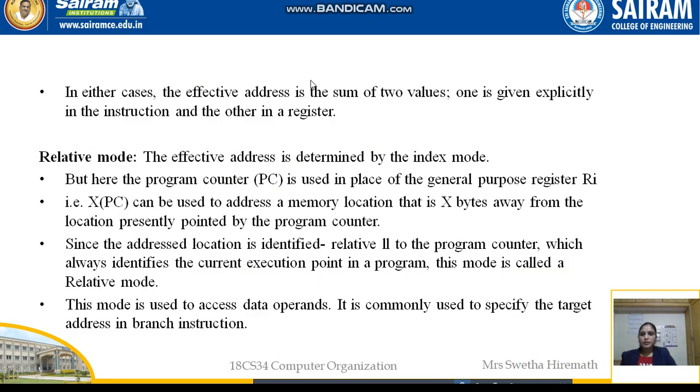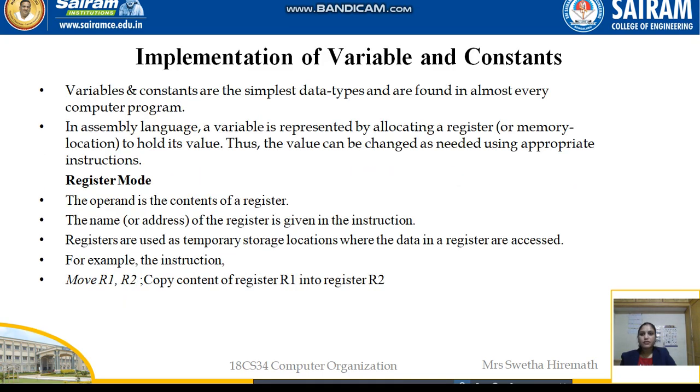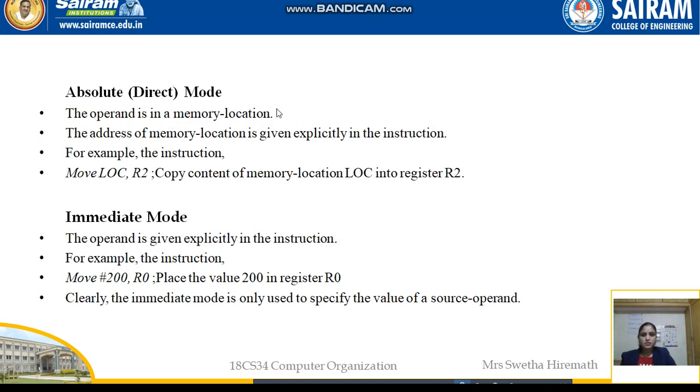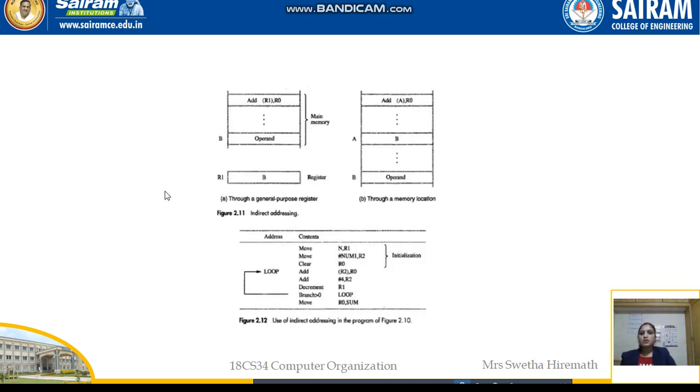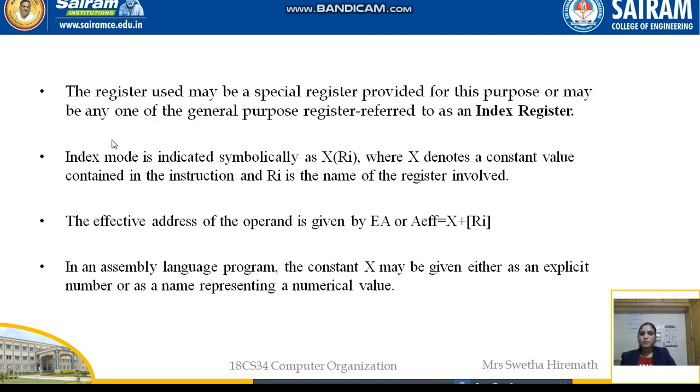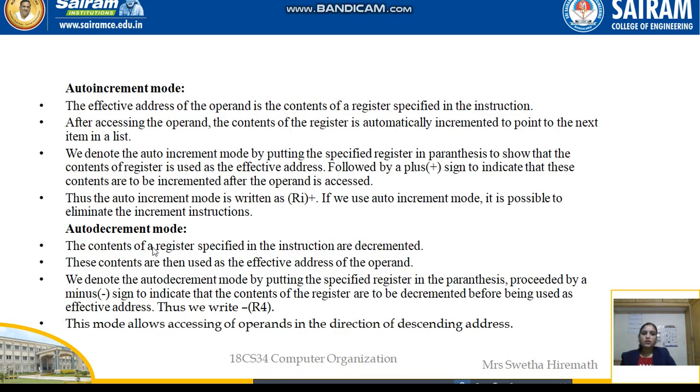So we are now familiar with the different types of addressing modes, starting from register mode, absolute or direct mode, immediate mode, then indirect mode, then index mode, then relative mode, and auto increment and auto decrement mode. These are the different types of addressing modes used in order to fetch or perform operations based on the programs given in assembly language.